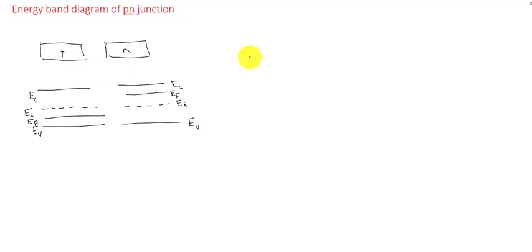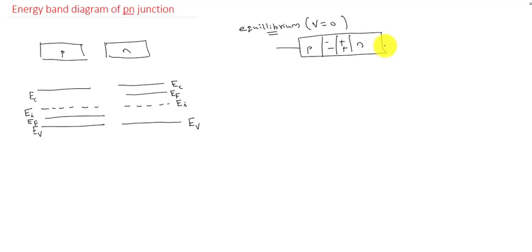Under equilibrium condition, equilibrium means the external voltage is 0. We have studied the formation of the PN junction diode and how the barrier potential is created. So this is the depletion region, this is the minus and plus region. This is the PN junction diode without any external bias, the equilibrium condition. So we have to draw the energy band diagram of this PN junction.